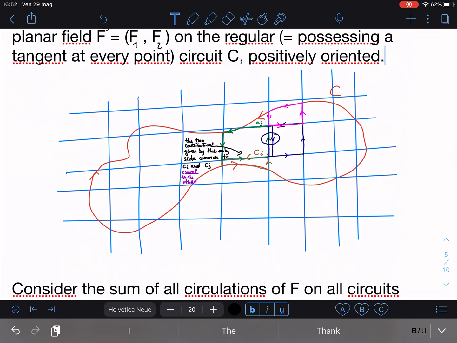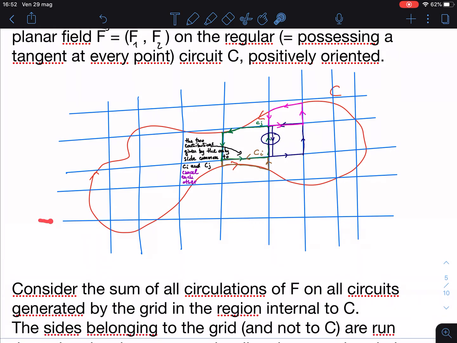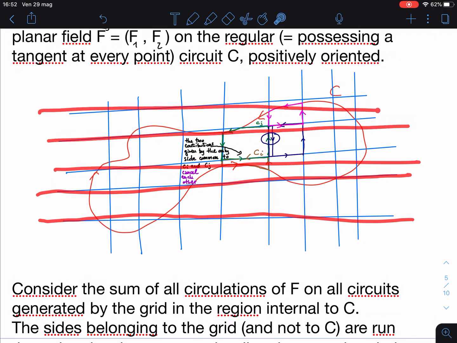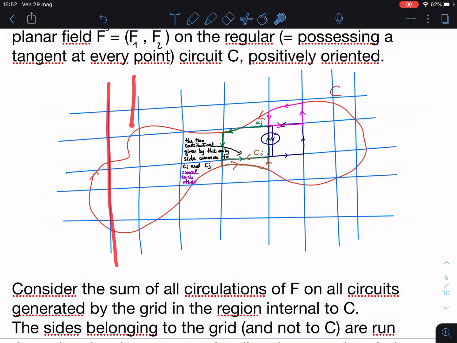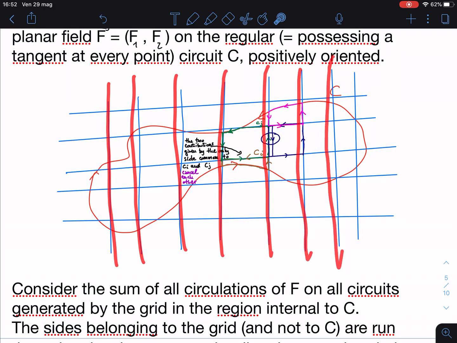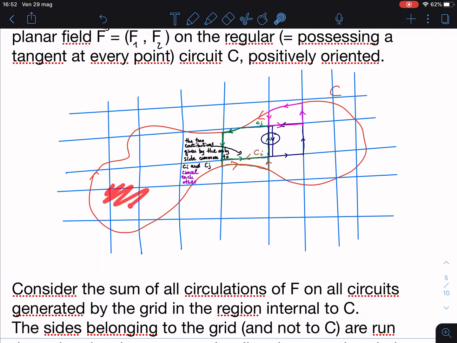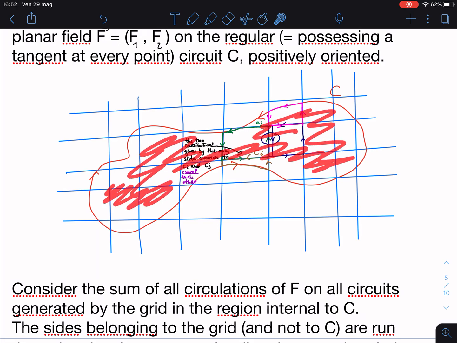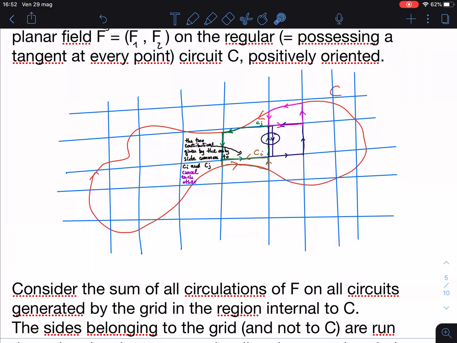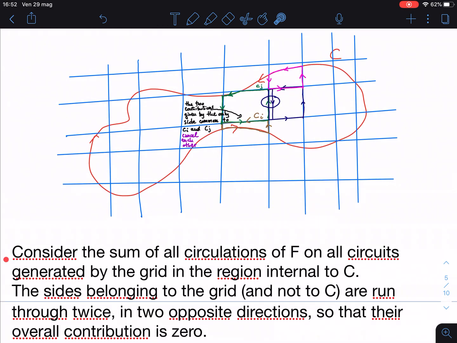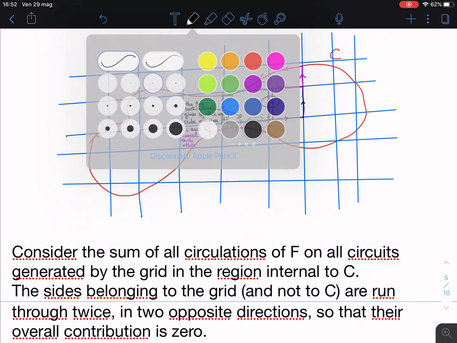So this is a sort of picture. And now, what I organized here, you can see it, is a grid. I just drew a certain number of horizontal lines and also some vertical lines. So I obtained a grid that partitions the region D, what I always called the region D, which is the region inside the curve C. Now, what I want to do is the following. I want to consider the sum of all circulations of the field F on all circuits generated by the grid. So first let me put an arrow on F.